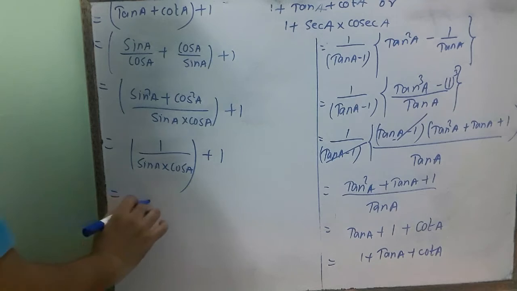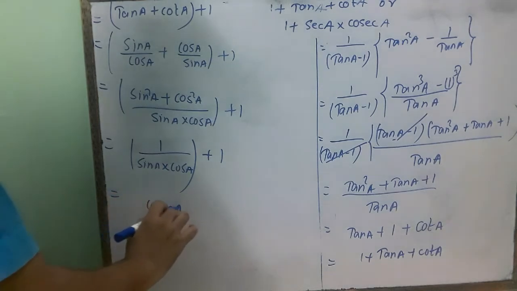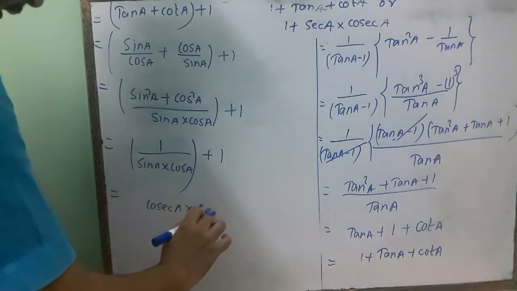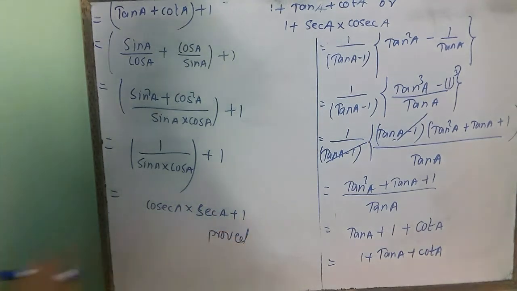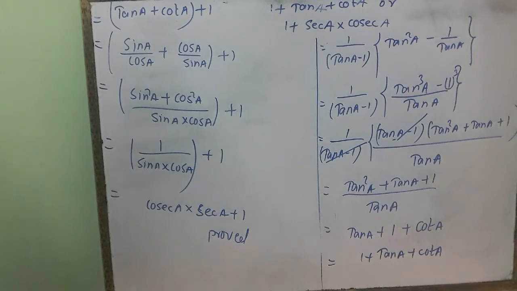1 by sin A can be written as cosec A, and 1 by cos A can be written as sec A, plus 1. The second part of this question has been proved. So this is the method.